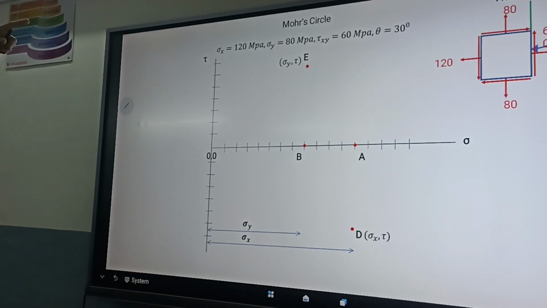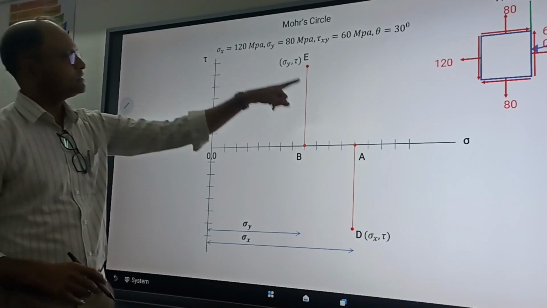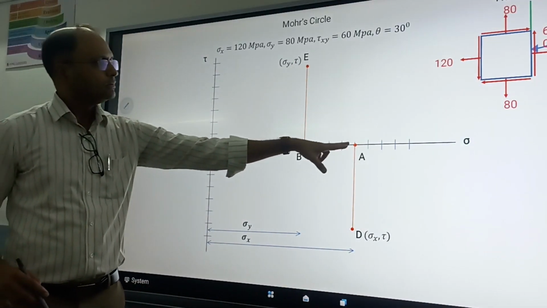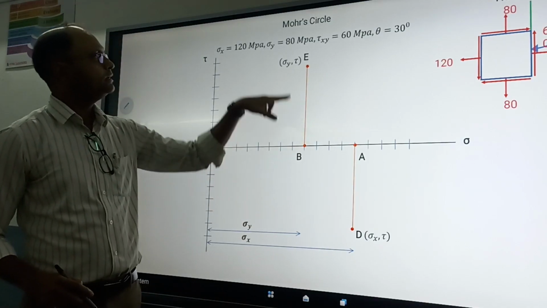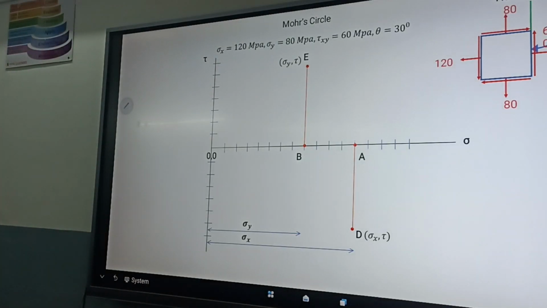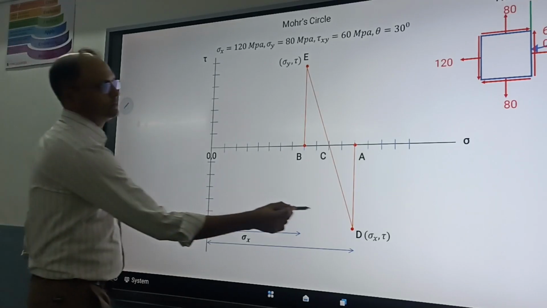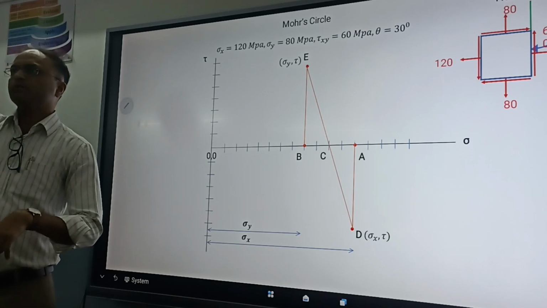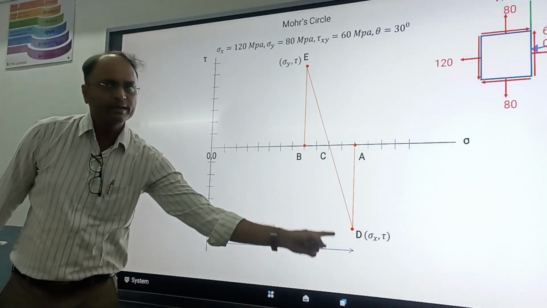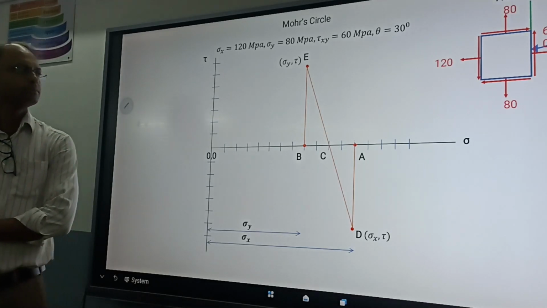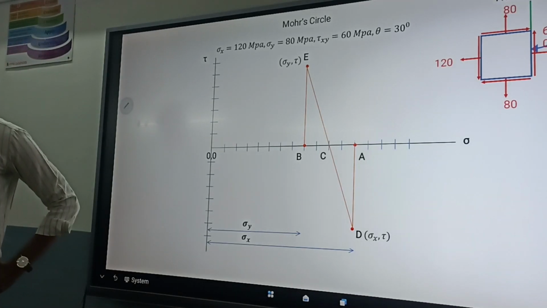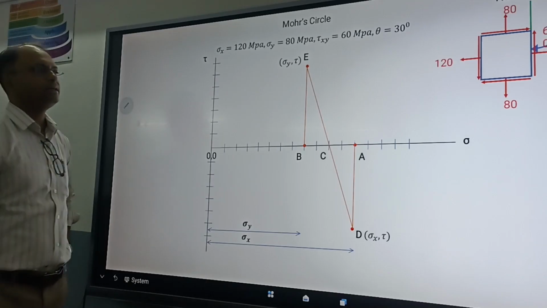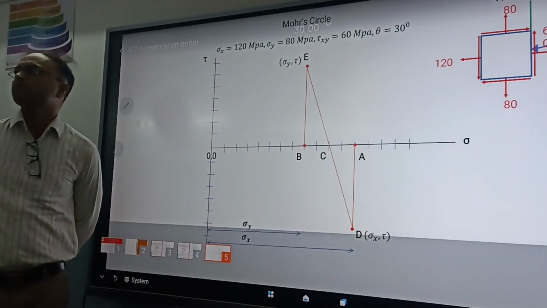Now this is the system of forces, biaxial stress system. What we have done here, we have drawn this 60 MPa as tau xy, from A 6 centimeter below, from B 6 centimeter up. Now next step, we have to join points D and E, those 2 points vertically up and down. Join them. You will get the center, or midpoint, of that line as C.